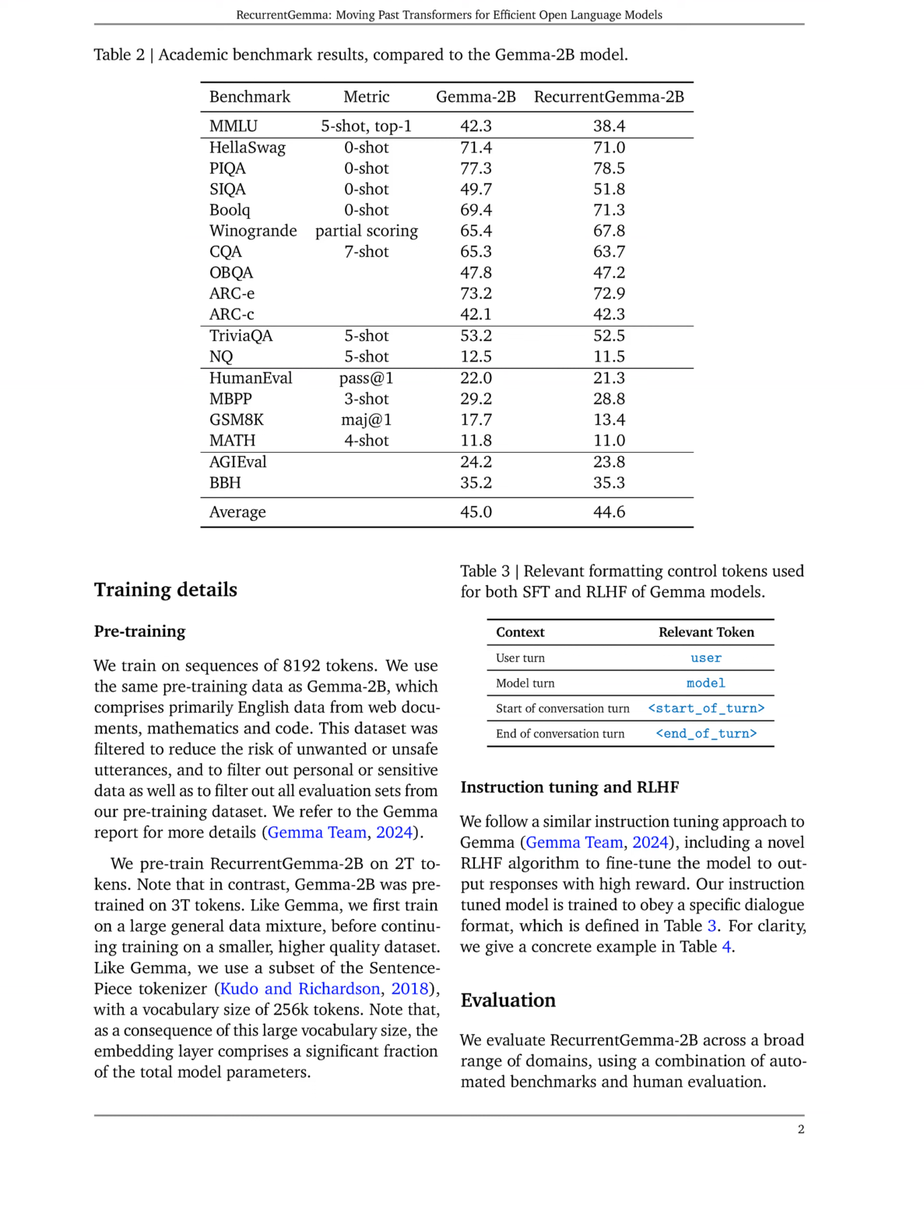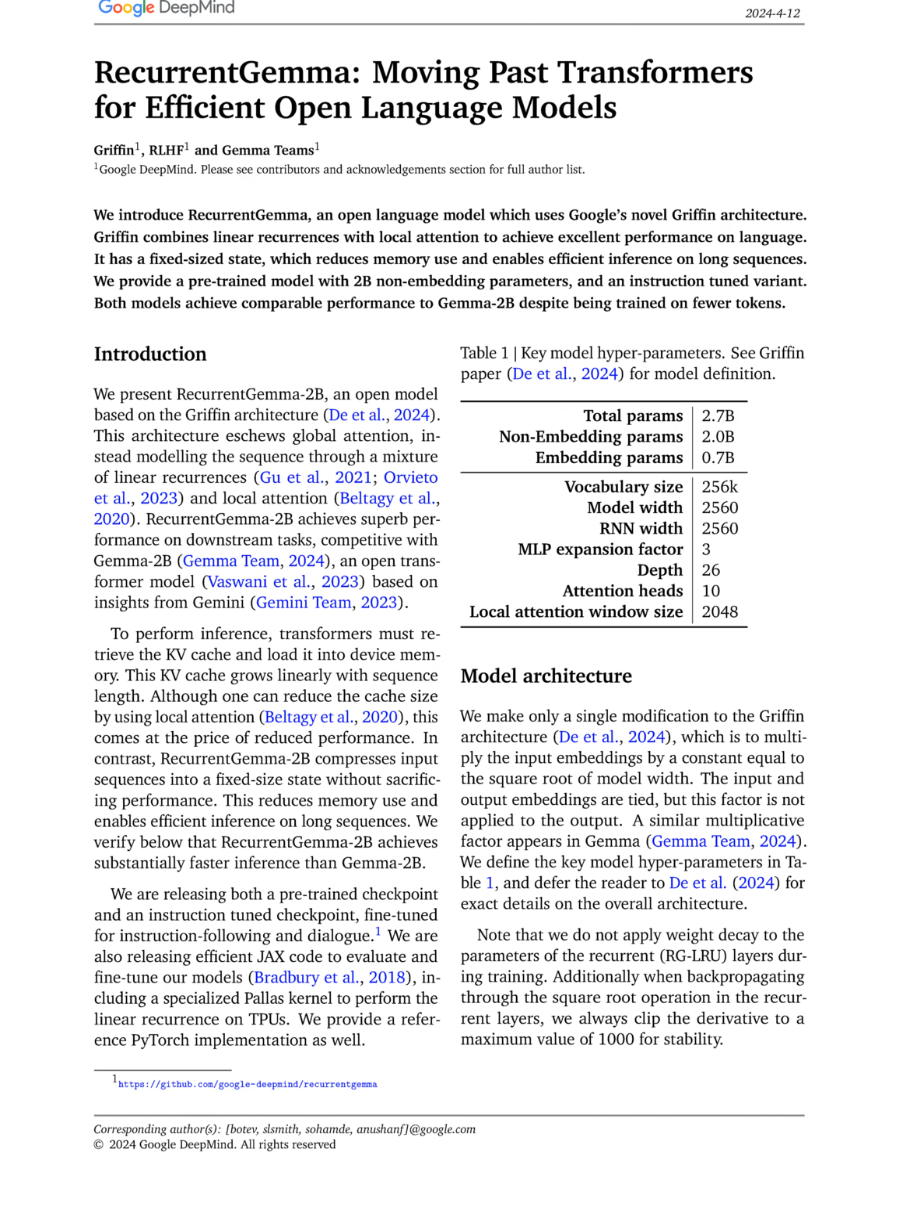The model undergoes instruction tuning using a novel RLHF algorithm to fine-tune it to output responses with high reward following a specific dialog format. RecurrentGemma2b achieves comparable performance to Gemma 2b on downstream evaluations, even though Gemma 2b was trained on 50% more tokens. The model's smaller state size compared to transformers allows it to generate sequences of arbitrary length efficiently, with higher throughput at all sequence lengths considered compared to Gemma.